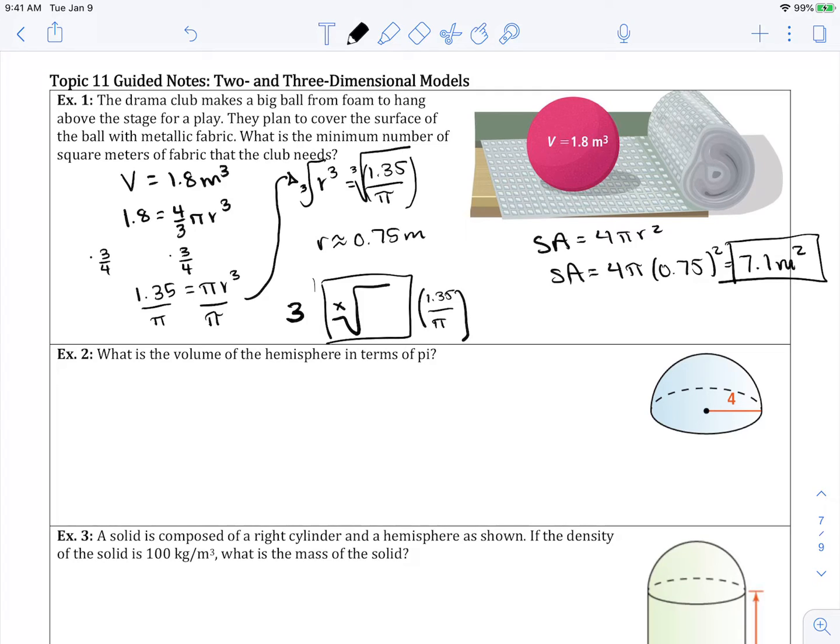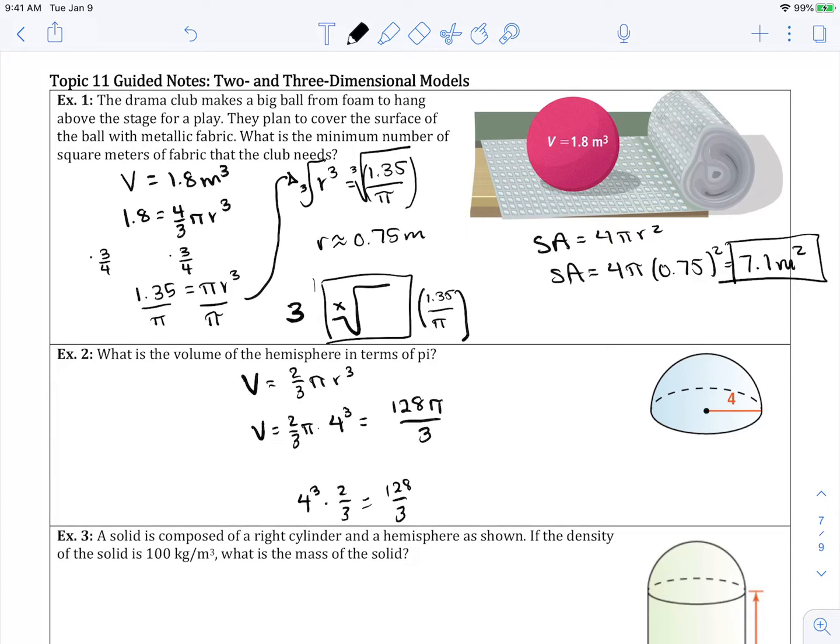All right, so next, what is the volume of a hemisphere in terms of pi? Well, the equation for volume of a hemisphere is 2/3 pi r cubed. Now we see the radius is 4, so we can plug that in: 2/3 pi times 4 cubed. When I plug this in my calculator, I'm going to do 4 cubed times 2/3. I'm going to ignore the pi part of this equation, and I get 128 over 3. So my answer is 128 pi over 3.